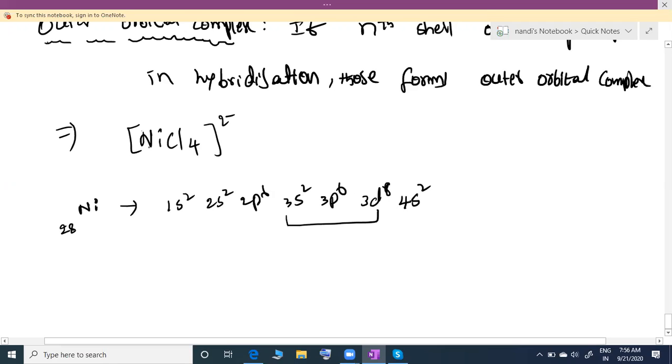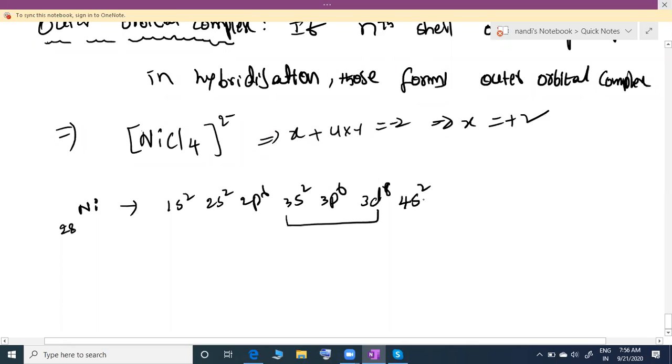What is the nickel oxidation state here? NiCl4. I hope you can calculate very easily. Nickel is X plus 4 Cl into -1 equal to -2. Then X equals +2.